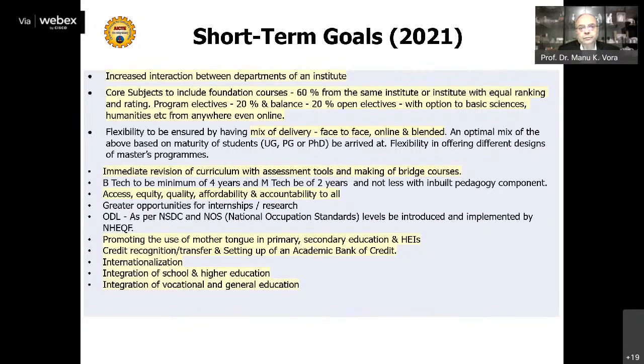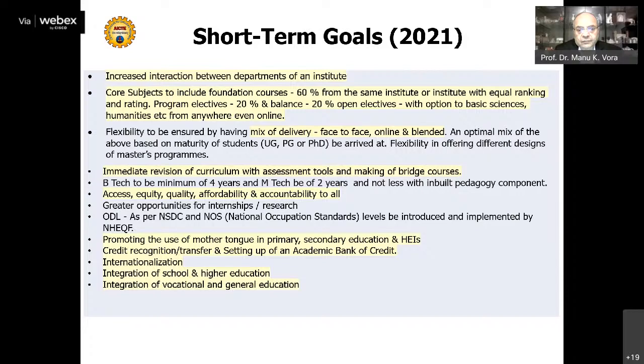And I'm going to take you through short-term goals, which was for the year 2021, which is almost about to come to an end, then medium term and the long term. Now, the challenges in the short term for 2021: the core subject, the foundation course, is 60% from the same institute or institute of equal ranking and rating, 20% program electives and 20% open electives with the option to take basic sciences, humanities, etc. from anywhere, even online. So a good flexible program, where you do the 60% core, 20% program electives, and the last 20% open electives with the option to look into different multidimensional disciplines.